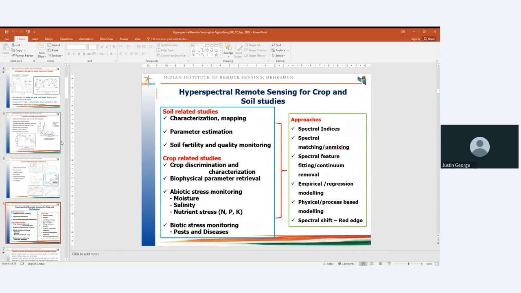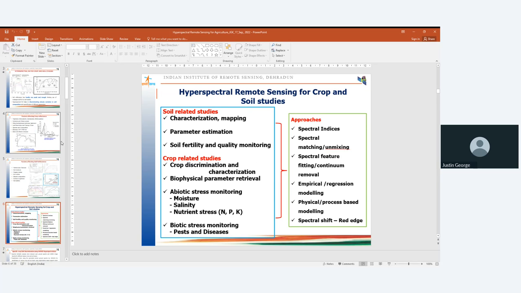So the crop-related studies can mainly be biotic stress monitoring. It is mainly related to studying the impact of various pests and diseases, which are commonly prevalent in certain agroecological systems, and how they are impacting crop growth as well as yield monitoring.